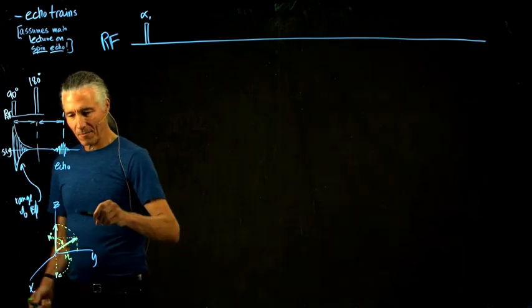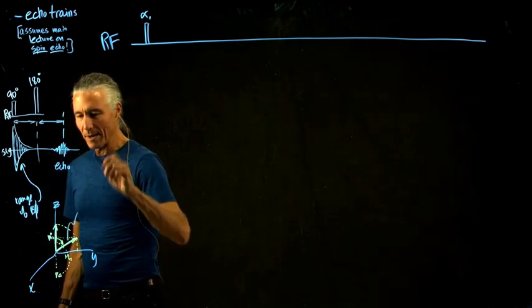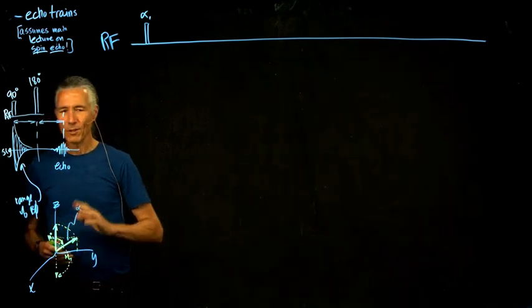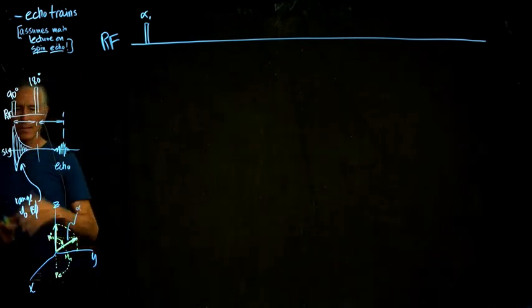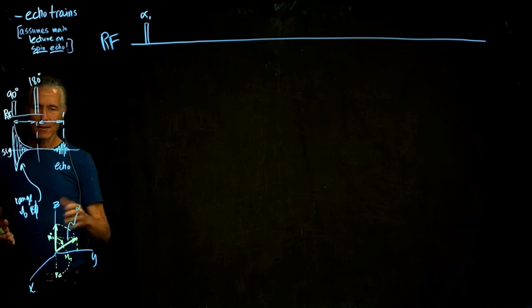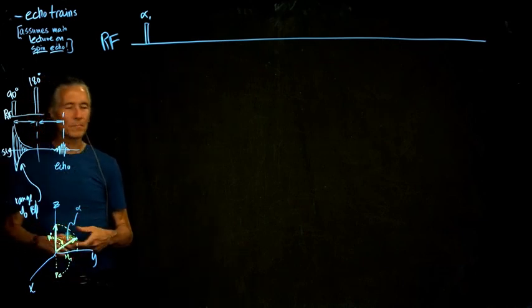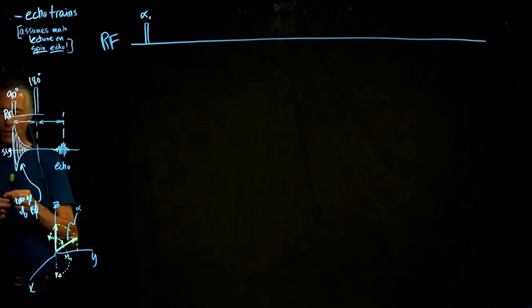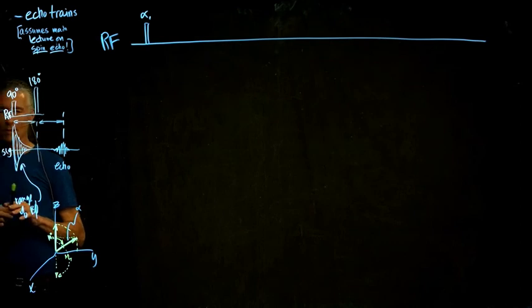But for this purpose here, the most general case, we just have any old angle called alpha that is not exactly 90 or exactly 180, which is the most general case. And it's very common to have a small flip. Many different pulse sequences use small flips that are not 90 and 180.